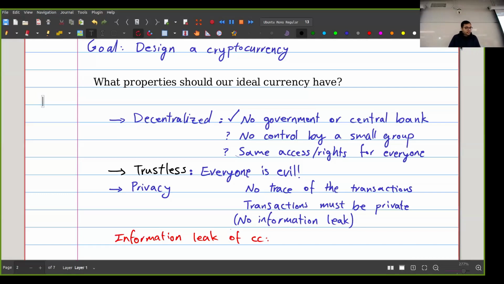Now, in a lot of current cryptocurrencies, and especially in Bitcoin, we pretty much achieved the first one. We don't have really governments or central banks in there. But the other two properties are kind of questionable. So we will talk about this later on. For example, in Bitcoin, there is actually a small group of people who control a lot of the hash power and can control the entire system.